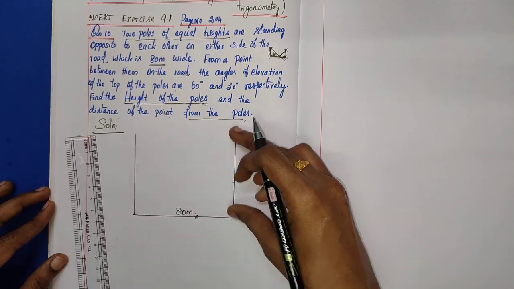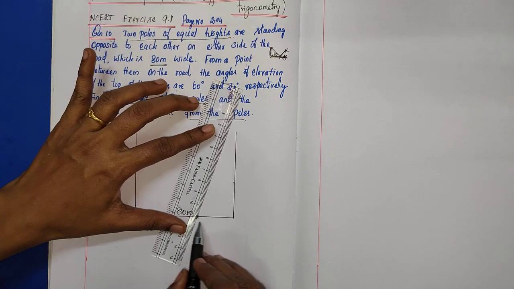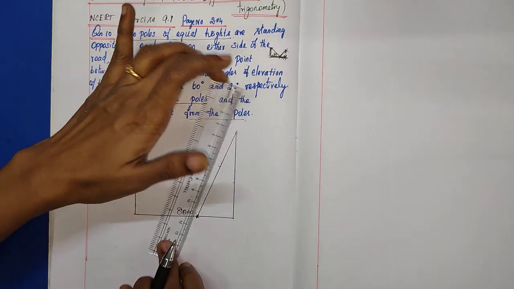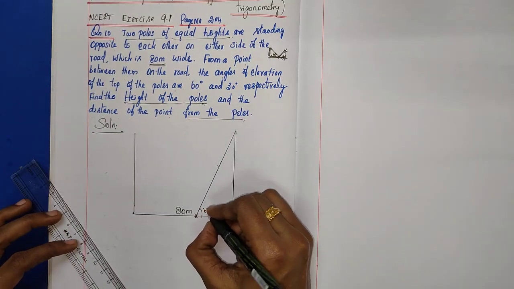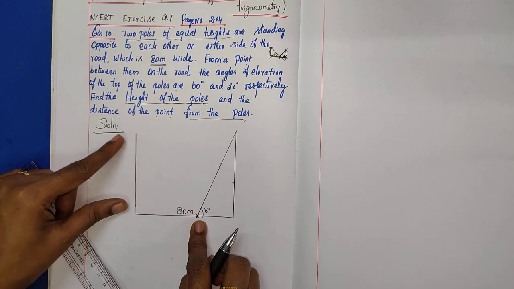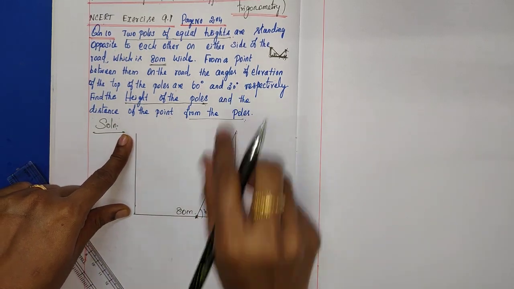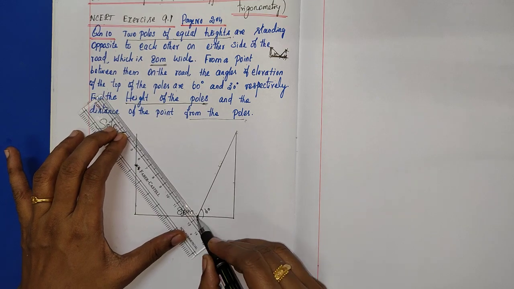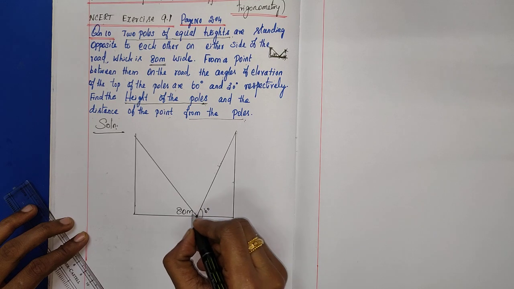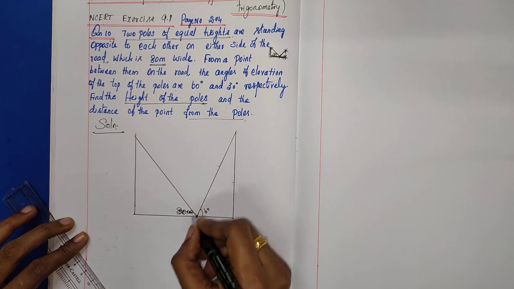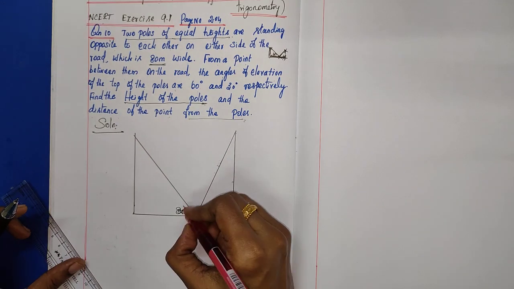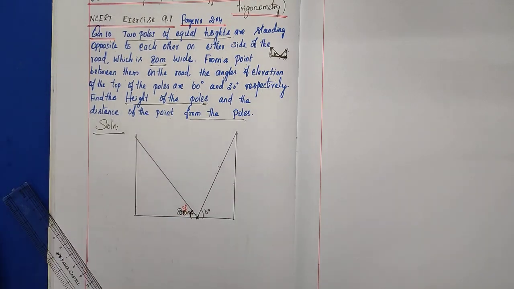So for the pole directly near this point, the angle is 60 degree. This is 60 degree. The elevation of top of the pole is 60 degree. From this point, the pole which is at the greater distance has elevation of 30 degree. It is considered as a 30 degree. It's 30 degree elevation.